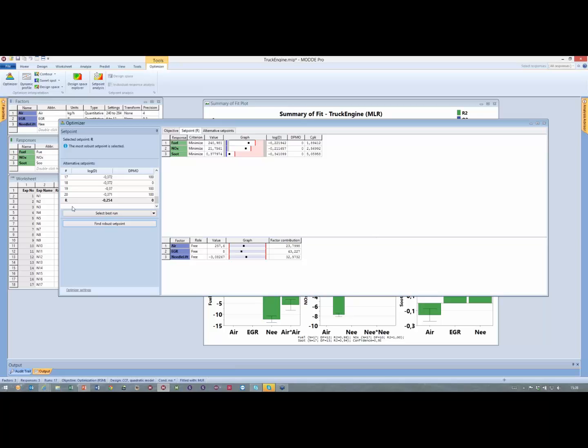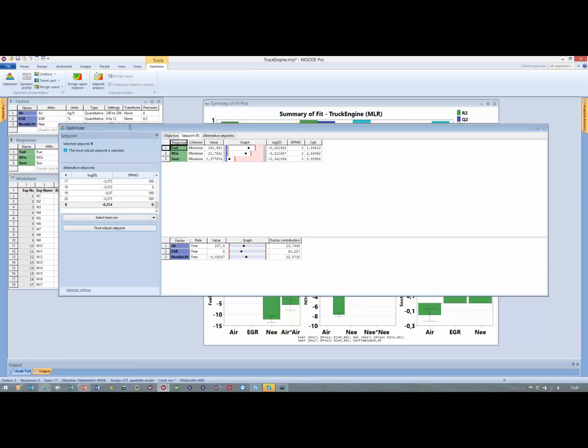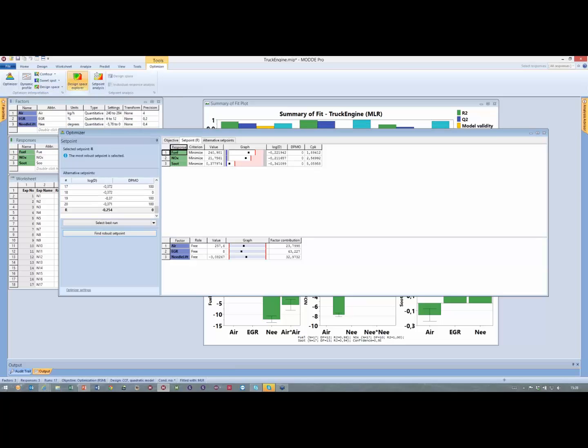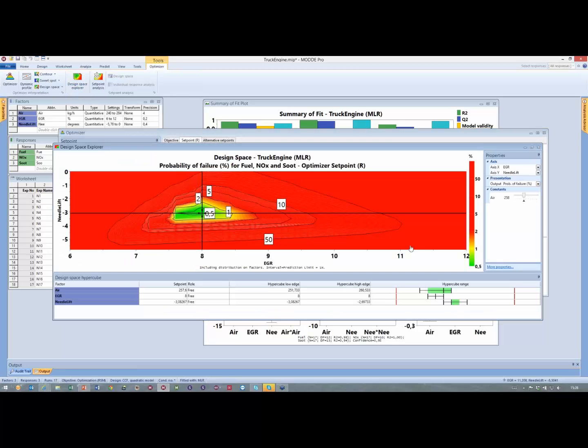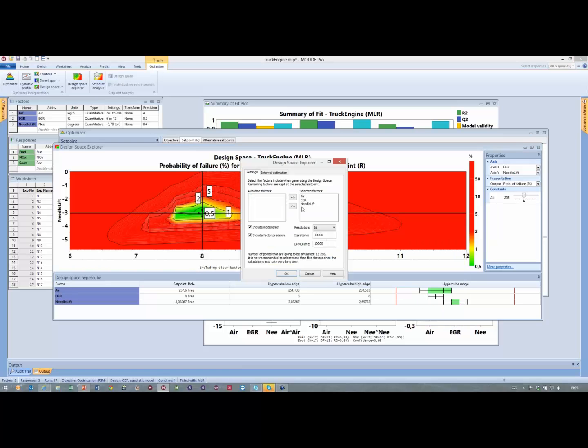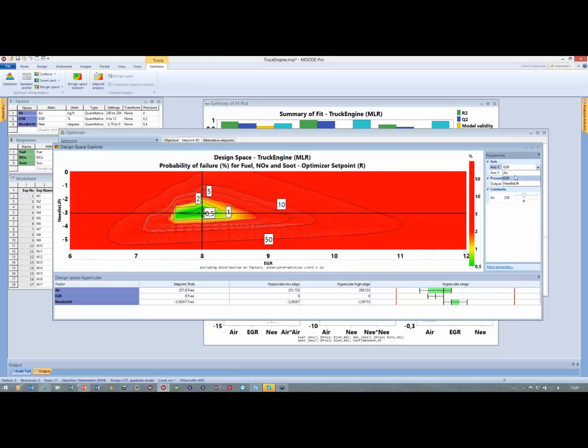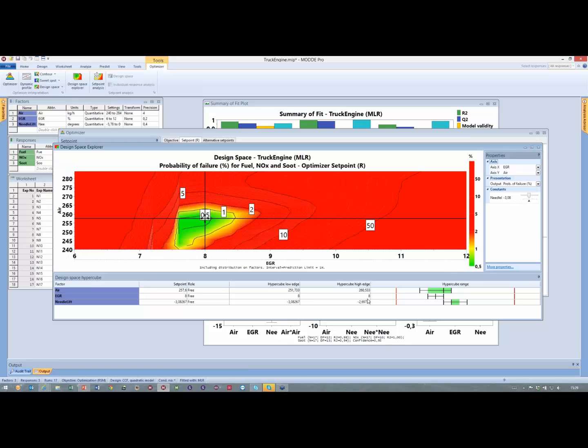So a robust set point has been found and it has been added to the list with the notation R here. That means that we can now go over to the Design Space Explorer tool and start to visualize where it is in the factor space. Let's see if we can have the same things on the axis. We should go for EGR and air here to have the same representation. And then it depends a little bit on where the third factor is converging, where you will see the robust set point.